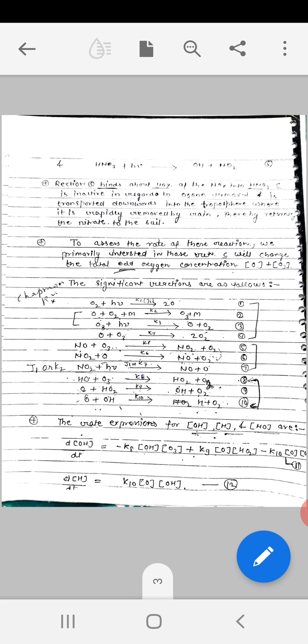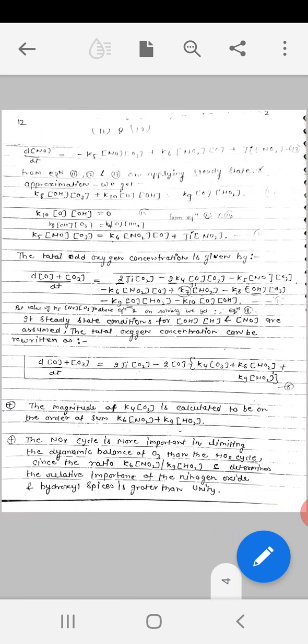तो d[OH]/dt = -K8[OH][O3] + K9[O][HO2] - K10[O][OH]. स्टडी स्टेट कॉन्सेप्ट हमने यहाँ पे अप्लाई किया है. ठीक है. सिमिलरली फॉर d[H]/dt, एच कहाँ बन रहा है आप देखिए, केवल 10th इक्वेशन में एच बन रहा है. सो d[H]/dt = K10[O][OH]. This is equation number 12.